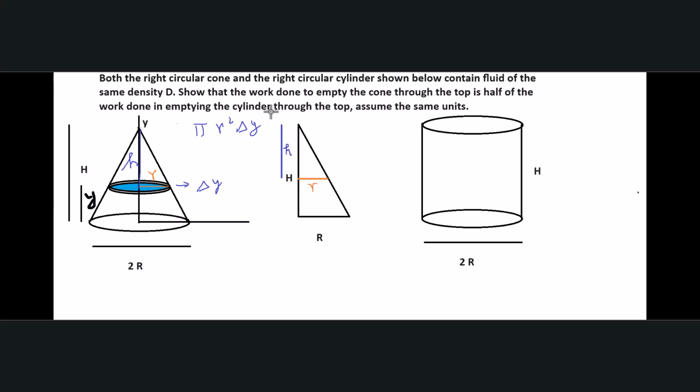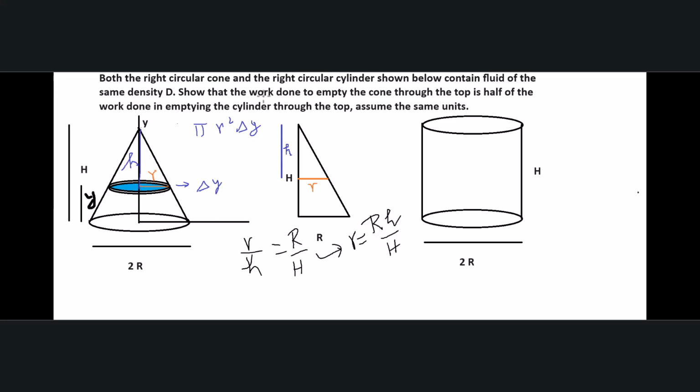So here I have taken half the cone to make similar triangles for you. And what you can see here is that r over h is going to be the same as capital R over capital H. Or in other words, small r is going to be capital R times h divided by big H.